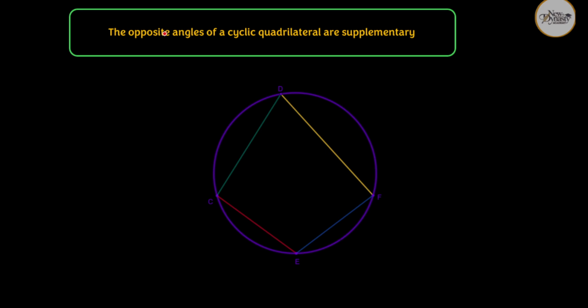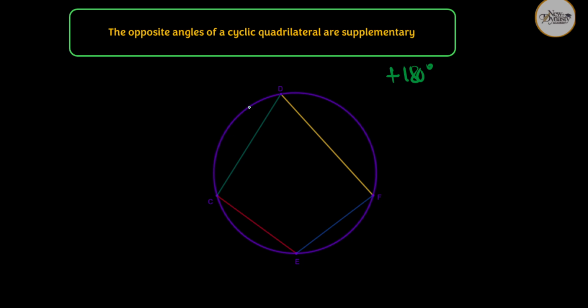Now, going to the next theorem, it says opposite angles of a cyclic quadrilateral are supplementary. The word supplementary means that they add up to 180 degrees. So they add up to 180 degrees. That is the word supplementary. Now, here we are given a four-sided figure inside a circle with the vertices on the circumference of the circle.